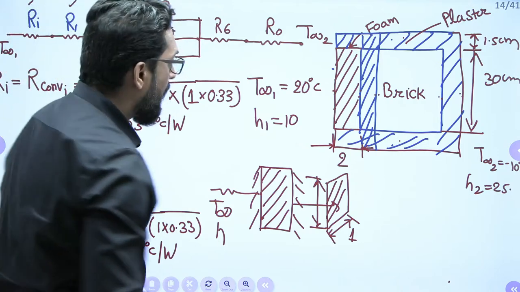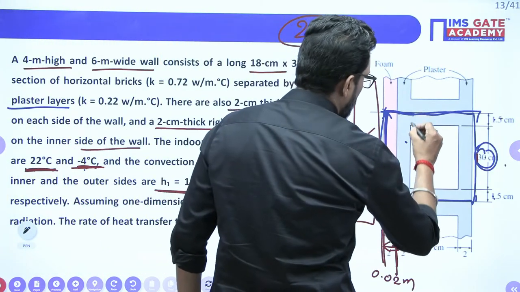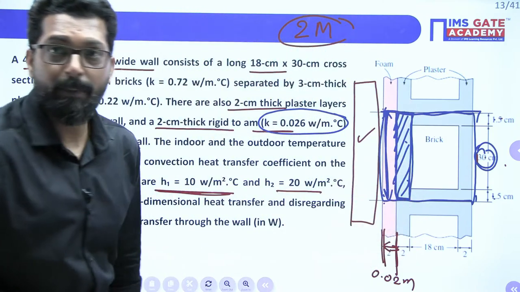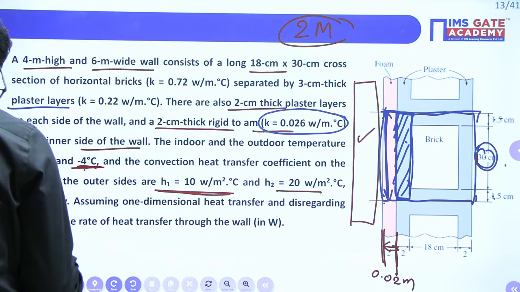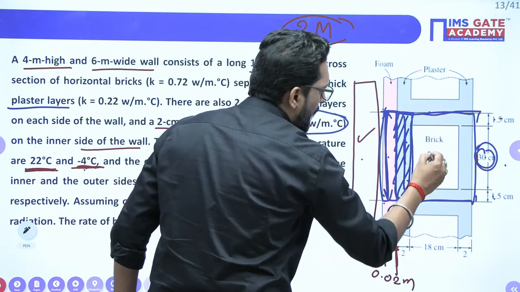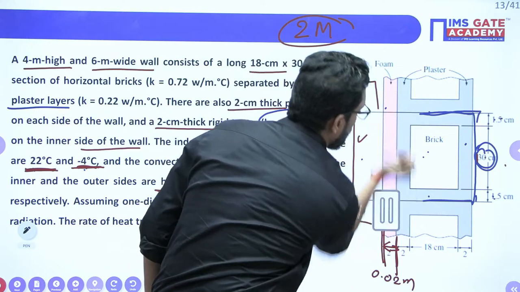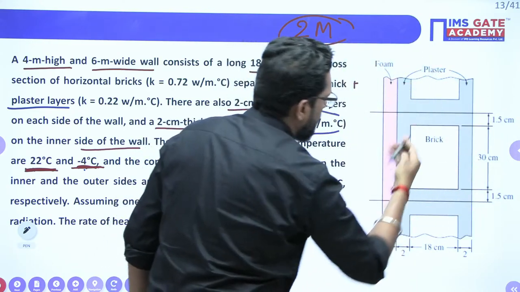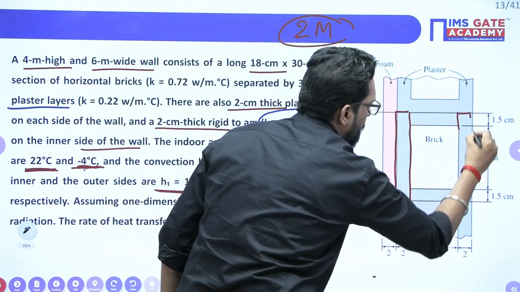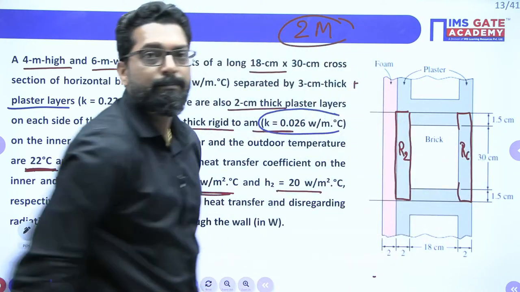Now we calculate R2. R2 is what, beta? R2 is the plaster. This is your plaster, yes or not? So when you consider R of plaster, this is your R2. R1, R2, R3, R4, R5, R6. So R2 and R6 are the same. Why? Because this plaster and this plaster have the same dimension, yes or not? So this is your R2 and this is your R6, and these two are the same.